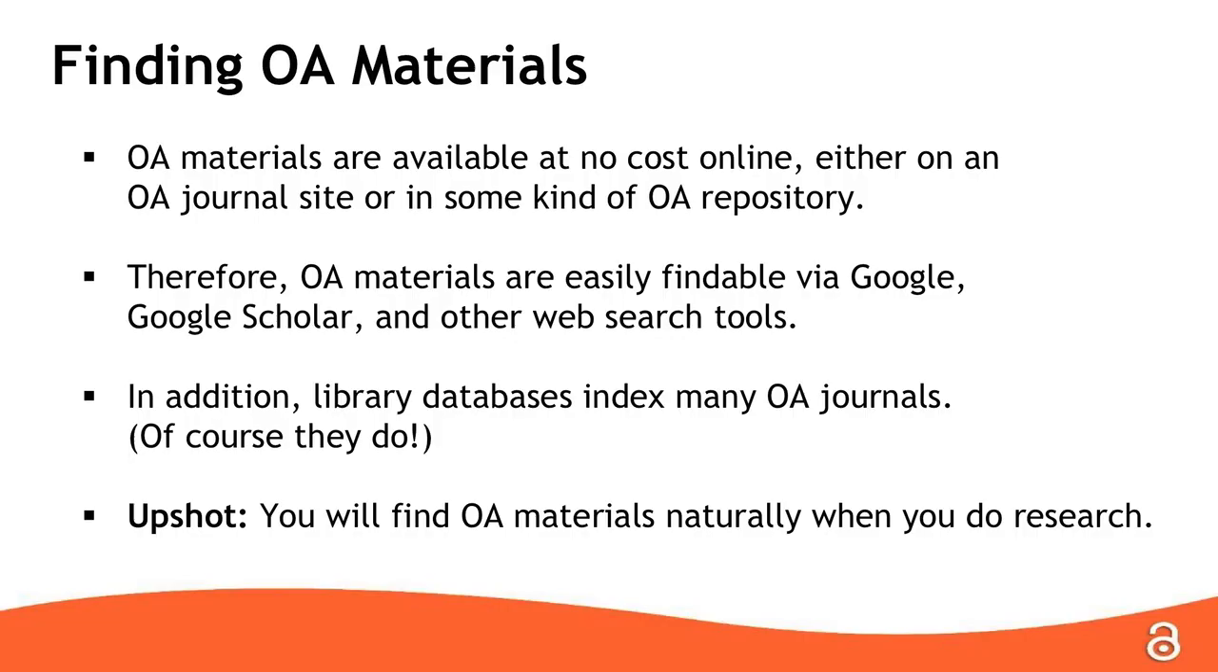There's a lot to be said about that too, but we'll come back to it after we talk a little bit about finding open access materials. So as we covered, open access materials are freely available online, either on open access journal websites or in some kind of open access repository. And this means that open access articles are easily findable via Google, Google Scholar, and other web search tools. You'll find open access materials naturally when you do your research.